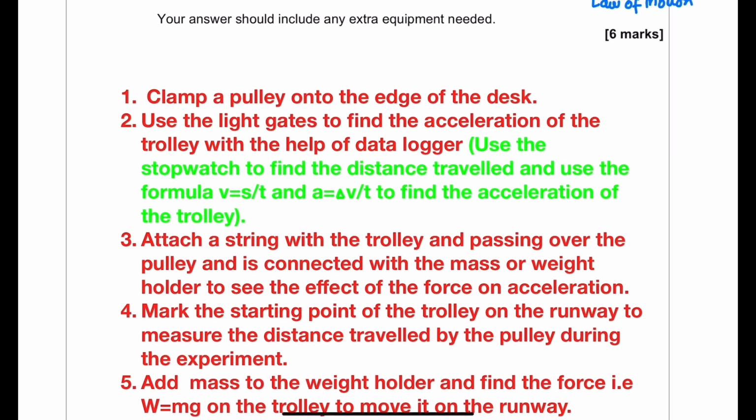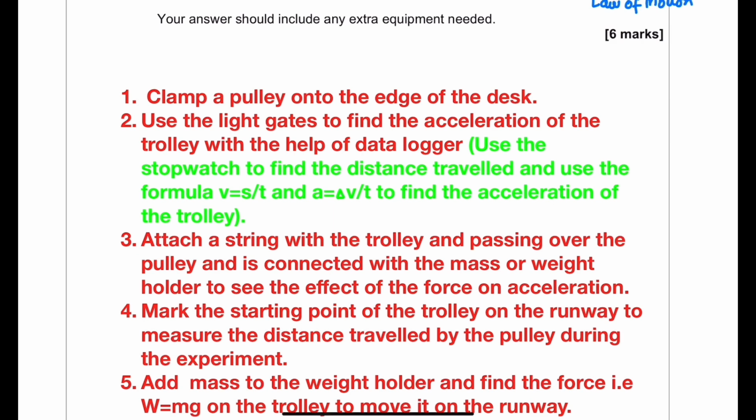Number 1. Clamp a pulley onto the edge of the desk as shown in figure number 16. Use the light gates to find the acceleration of the trolley with the help of the data logger. Or the student can use the stopwatch to find the distance traveled and use the formula v = s/t, and acceleration = delta v over t, to find the acceleration of the trolley.